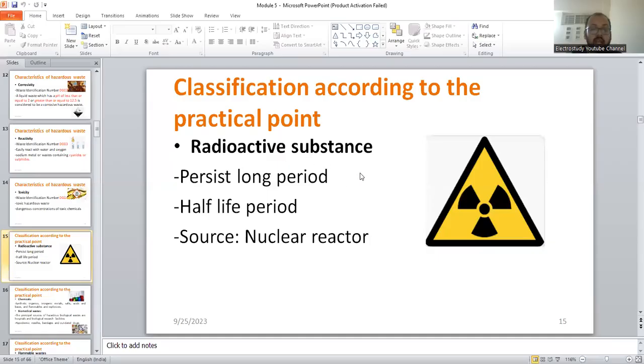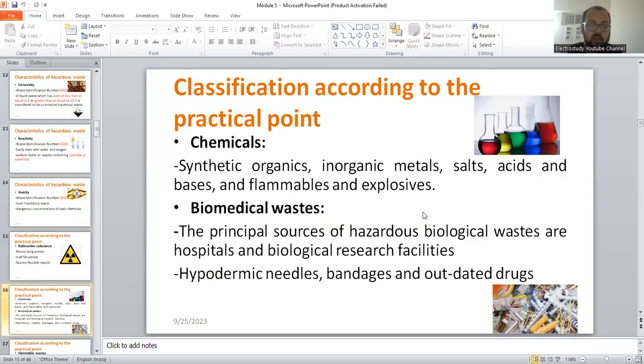So the first one is called radioactive substances. Some waste materials have radioactivity. If you talk about nuclear reactors, some nuclear waste, for example uranium, thorium, etc., has radioactive contents. If you are moving towards a nuclear reactor, you can see this kind of symbol. That means there are chances of radioactivity. You should be very careful.